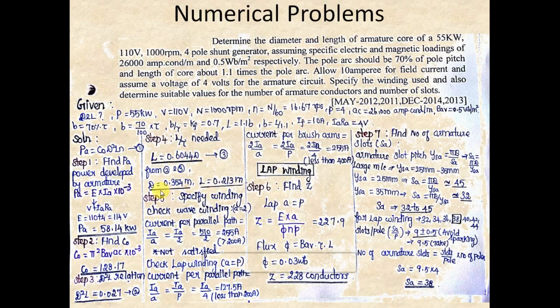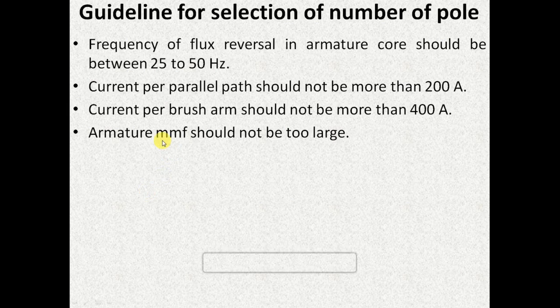So far we have determined the values of D and L. This we have already studied in our previous video sessions. Now let's see the portion of this problem which covers the topic of this current video session. We have to find which type of winding to be used for this problem. So in order to specify the winding, we will be considering the guidelines which we have chosen for the selection of number of poles.